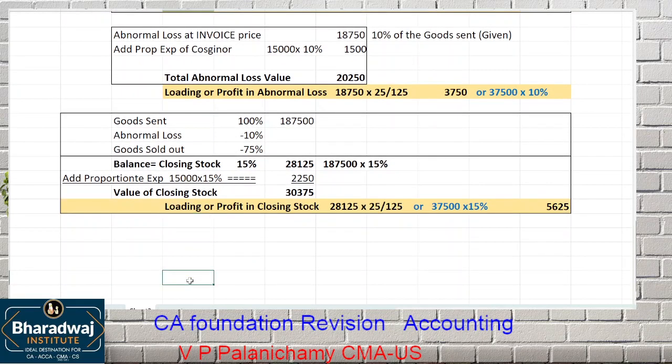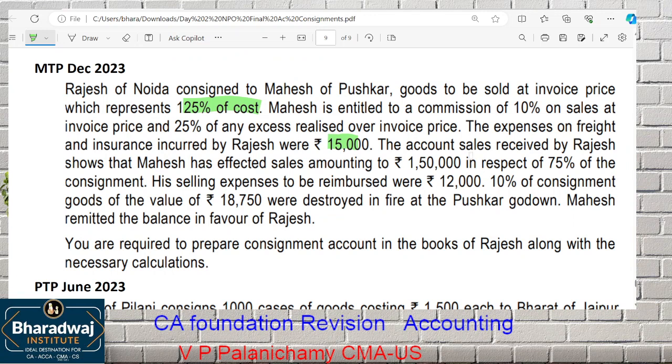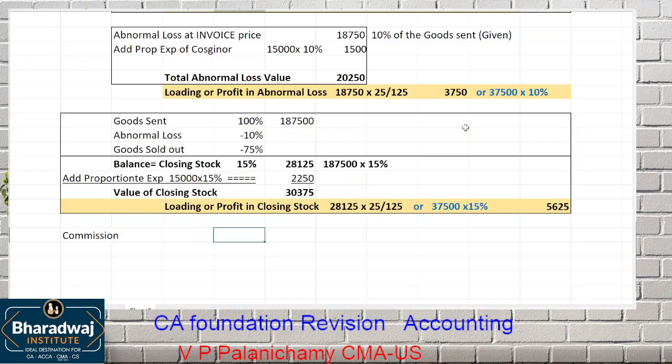Wait. Now how do we work out the commission? Commission, what is given? 10% at invoice price. 10% at what price? Invoice price. 25% on anything over which one? Invoice price. Wait. What percent of goods have been sold? 75% of goods are sold. Then what is the invoice price of goods sold?